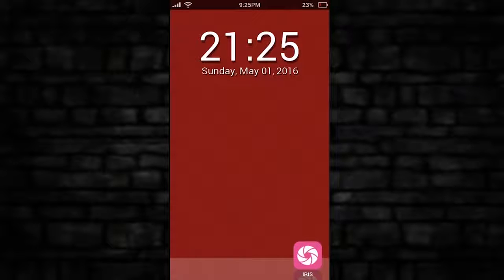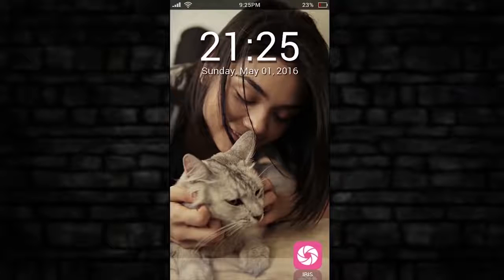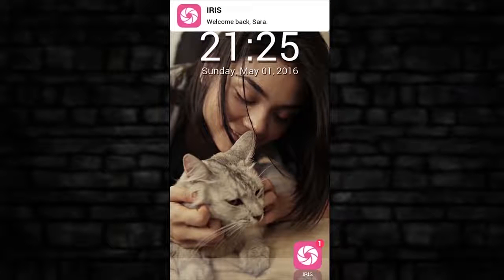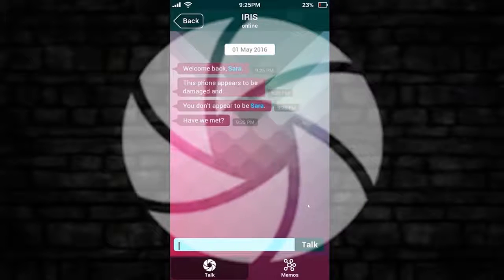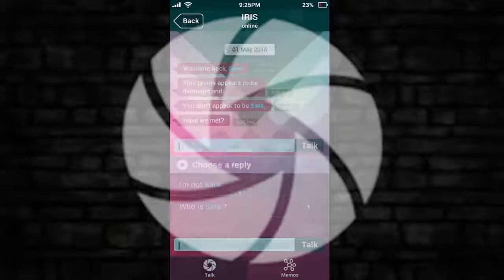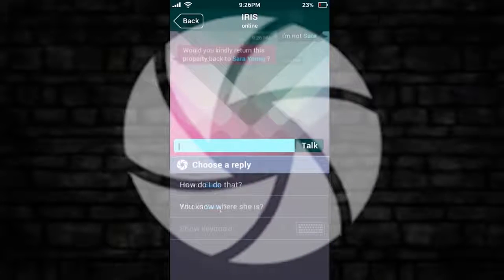What Iris is offering you is a false sense of security in having a knowledgeable companion. And even then, your introduction should be enough to tip you off that Iris is not worth trusting. "Welcome back, Sara," it says. "This phone appears to be damaged, and you don't appear to be Sara. Have we met?" The phone is aware that you're not its owner, but instead of asking how it knows that, you're given dialogue options that lead you away from finding out.